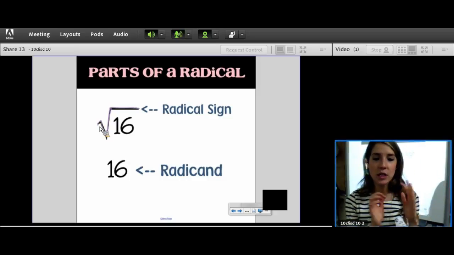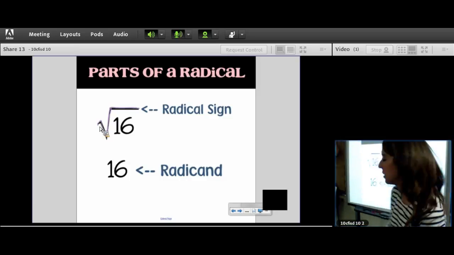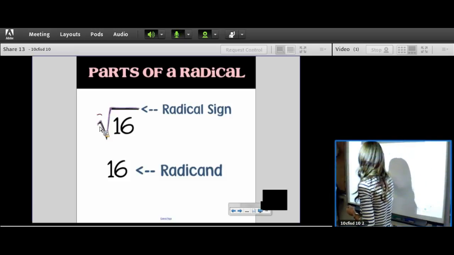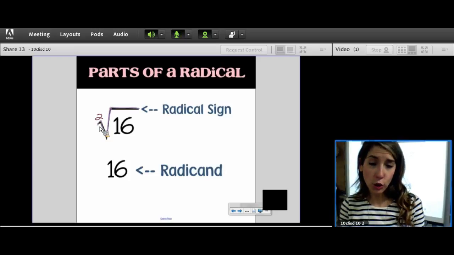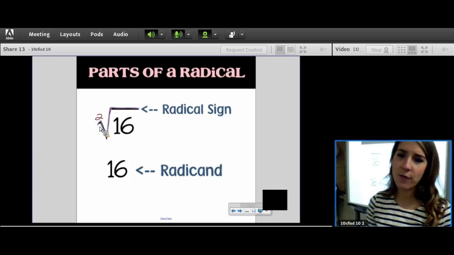The index, well, we're assuming these are all square roots. So there's an understood 2 right here. We're never going to write that 2. But in this unit, we're not going to take cube roots yet. We'll save that for 3D solids.